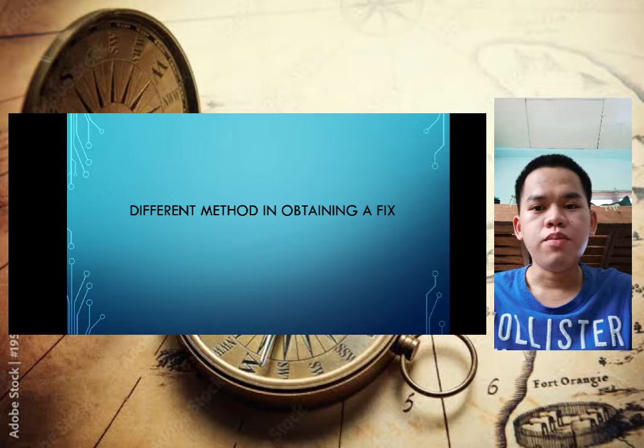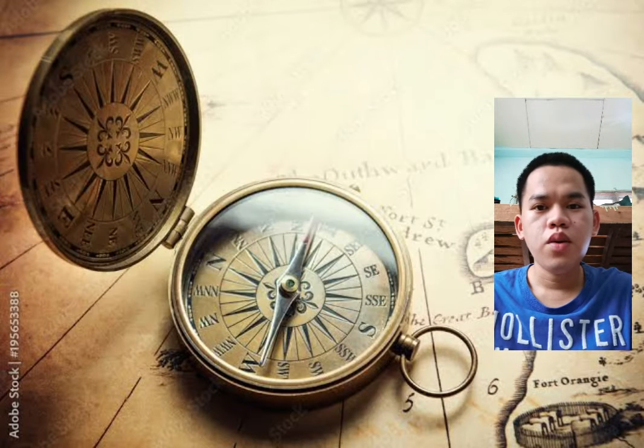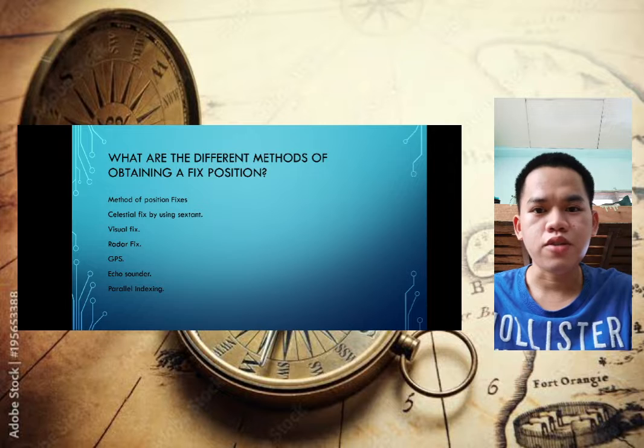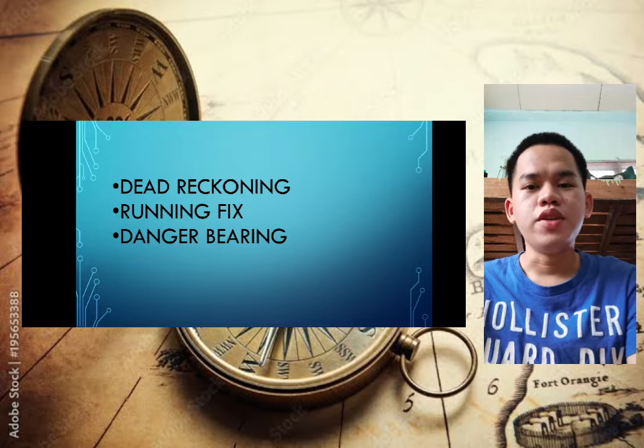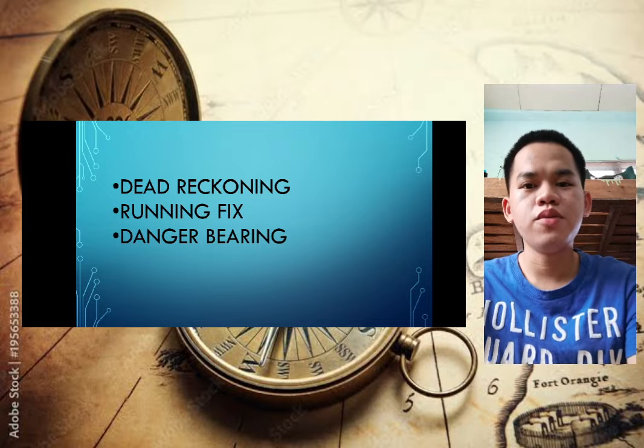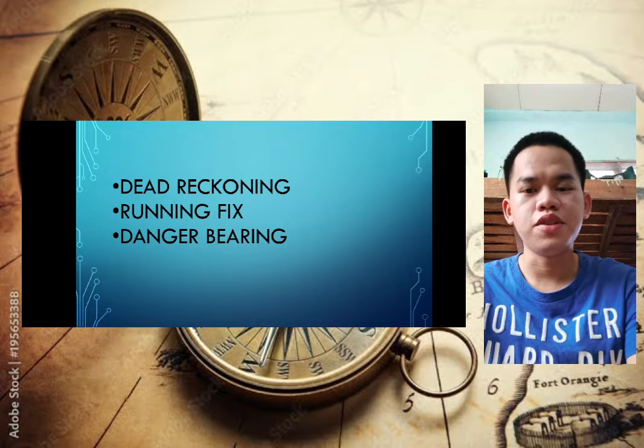Different methods of obtaining a fix. What are the different methods of obtaining a fix position? First is the method of position fixes. Second is celestial fix by using a sextant. The third one is visual fix. The fourth one is radar fix. The fifth is GPS, echo sounder, and parallel indexing. There are three more. First is dead reckoning. Second is running fix, and the last is danger bearing.